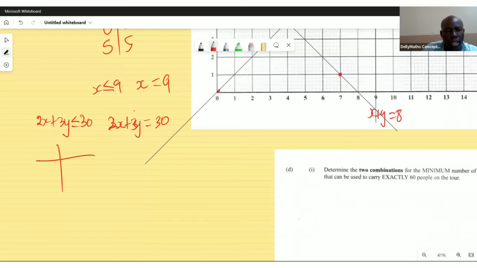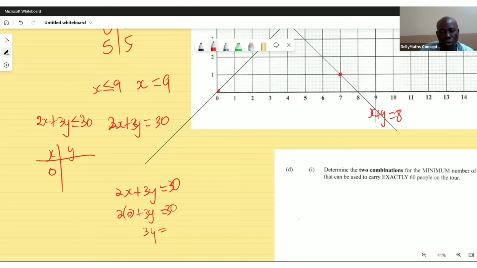We could do some quick substitution here. So we're talking about 2x plus 3y equal 30. I'm going to be using my zeros. So I'm going to substitute 0 for x. So if x is 0, this is 3y equal to 30. That means y is equal to 10. So I have a point 0, 10 right there.